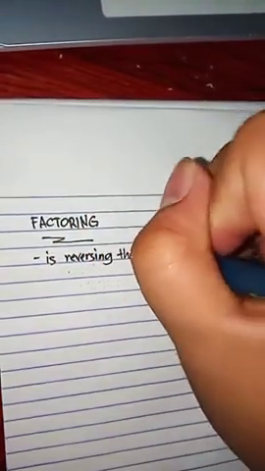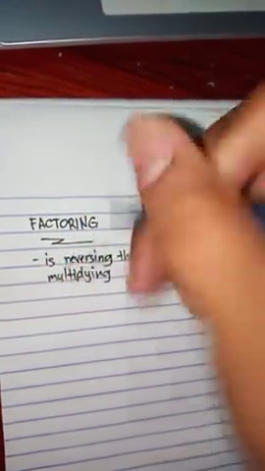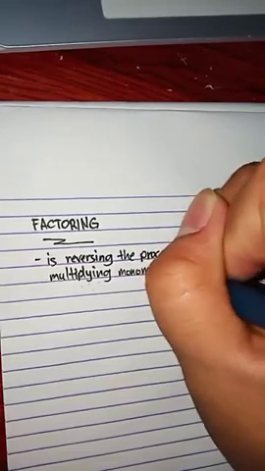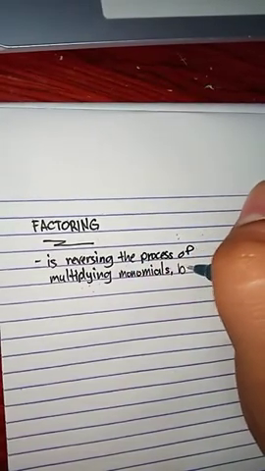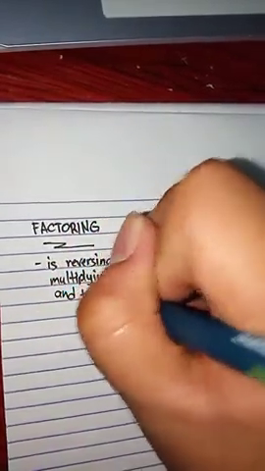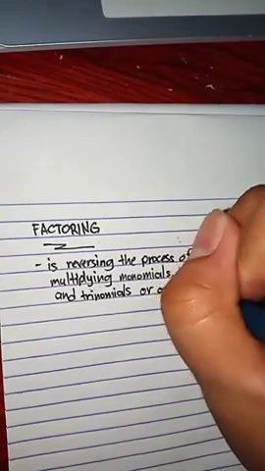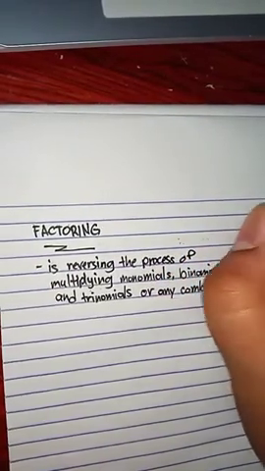Factoring. What is factoring? It's reversing the process of multiplying monomials, binomials and trinomials, or any combination of these.